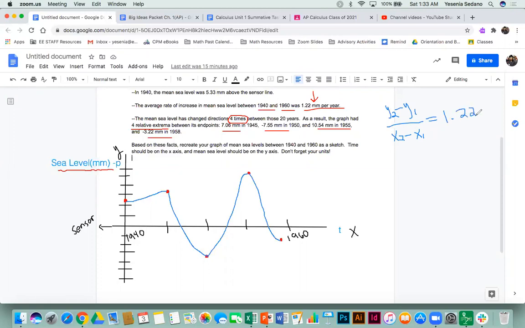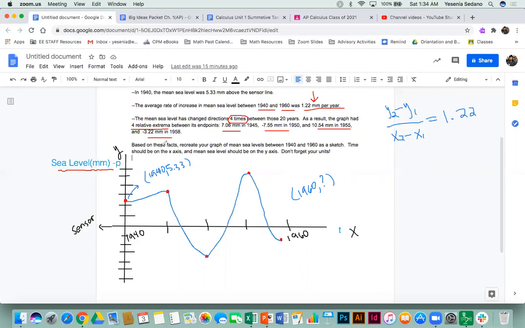All right, and I also have additional information. For example, at 1940, this point right here, 1940 comma 5.33. That was the first point. Then my last point, I don't know it, but I do know that it's going to be 1960 comma something. And I'm going to put a question mark there. Okay, cool, so I have information.